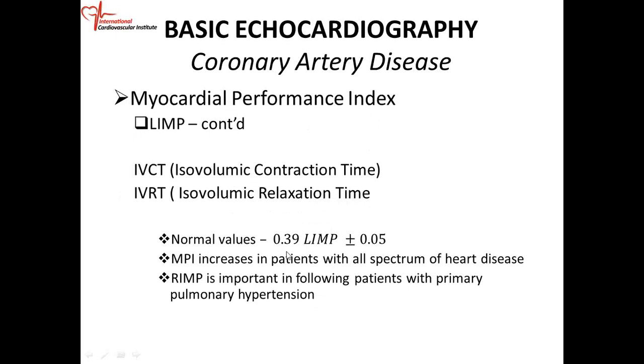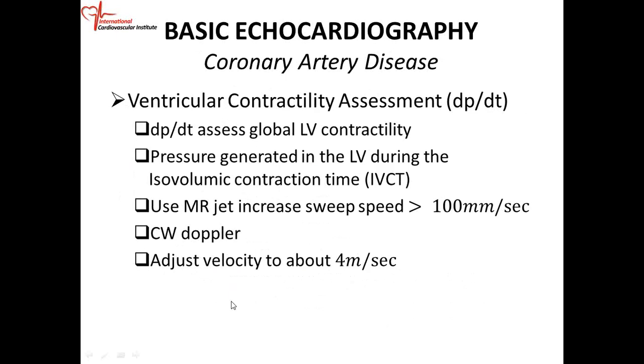So the normal LIMP value is about 0.39 plus or minus 0.05. So again, it's an assessment for overall myocardial performance, both systolic and diastolic function. It increases in patients with all spectrum of heart disease. So it's a larger number in patients with heart disease. We looked at RIMP before, and it's important to follow patients with primary pulmonary hypertension.